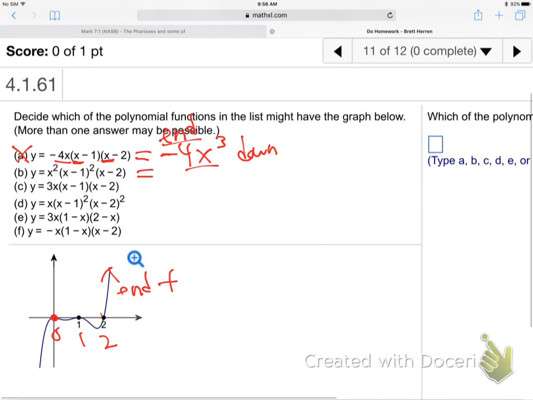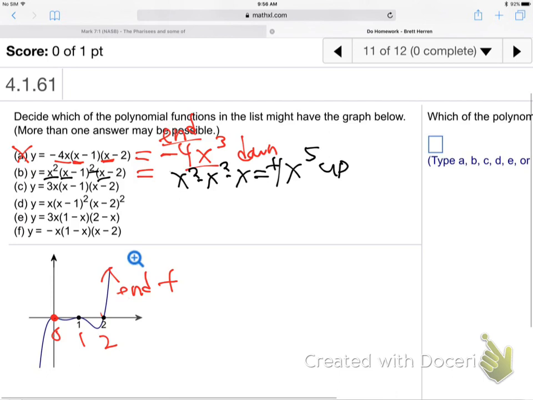B, if we FOILed that one out, can you tell me what the end behavior would be there? This is going to be x squared, and this is going to be x. So x squared, x, x to the 5th, but it's just got a positive 1 in front, so that's up, so that's possible. That could be the answer. B is possible so far, right? We good? See how I'm doing that?